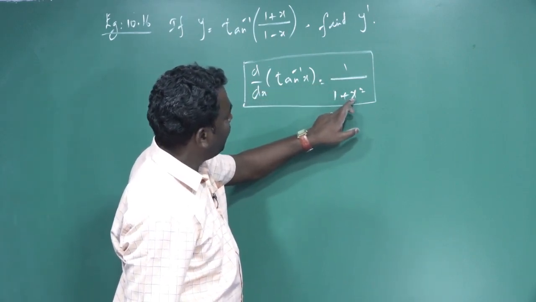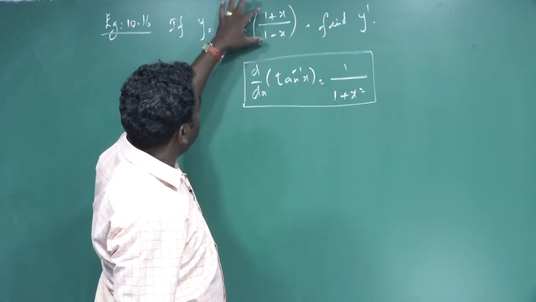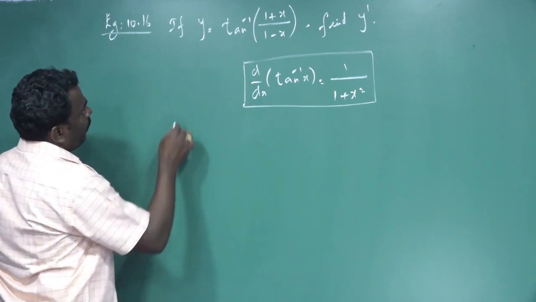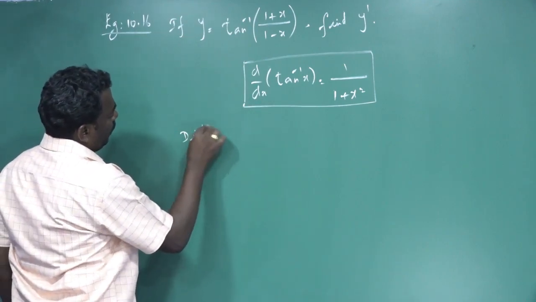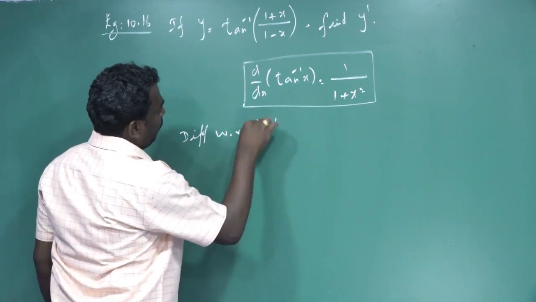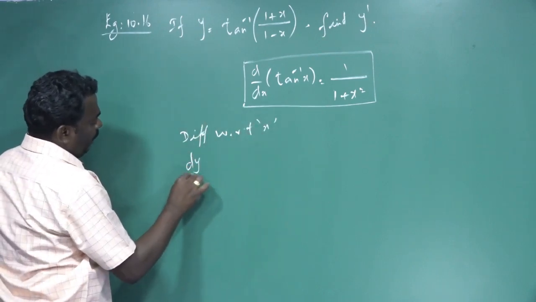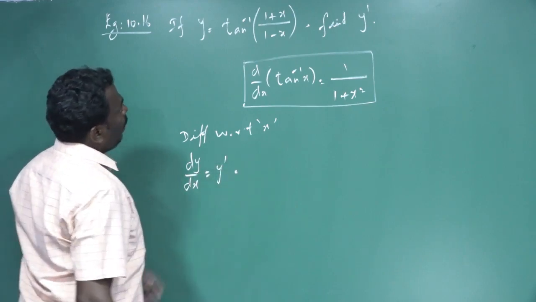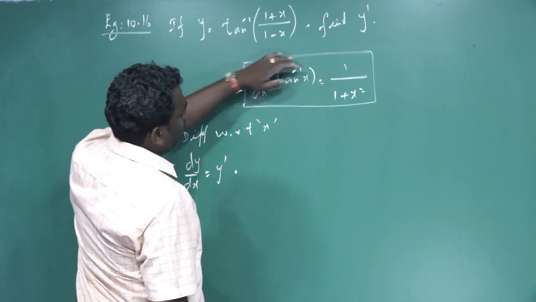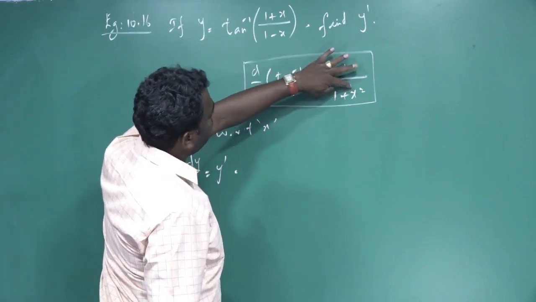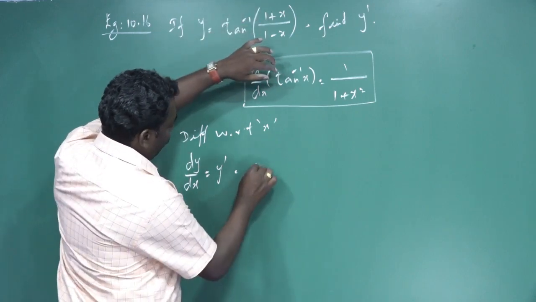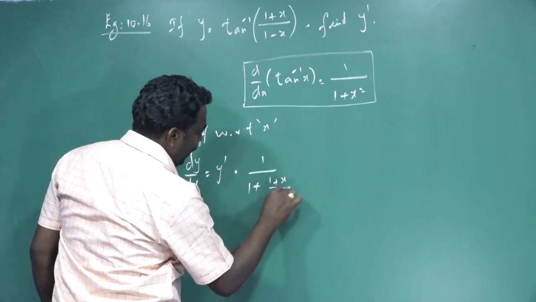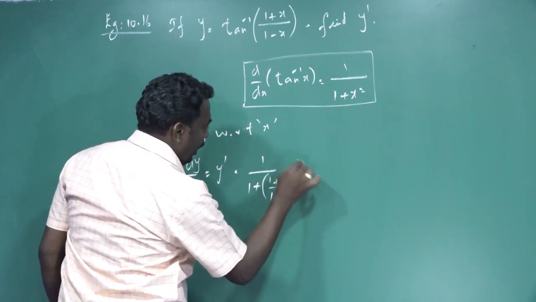Again we differentiate this function with respect to x as 1, but here there is a term (1 plus x) by (1 minus x). Again we want to differentiate. How to derive the first one? Now differentiation with respect to x: dy by dx, otherwise we can say y dash, both are the same. Applying the tan inverse of x formula, 1 by 1 plus x square, where x is called (1 plus x) by (1 minus x), therefore 1 by 1 plus ((1 plus x) by (1 minus x)) whole square.